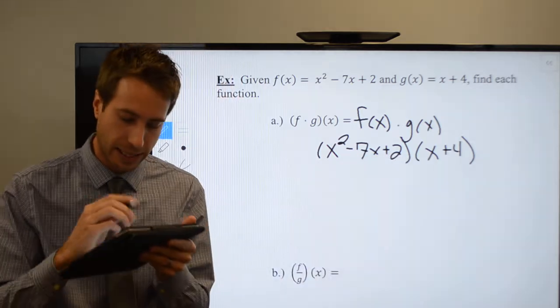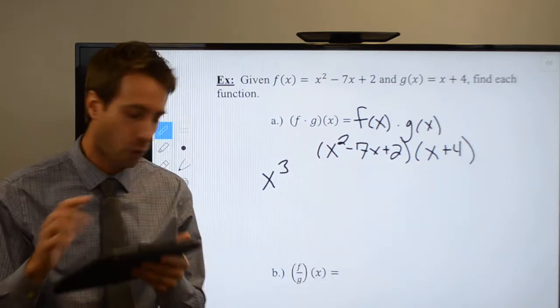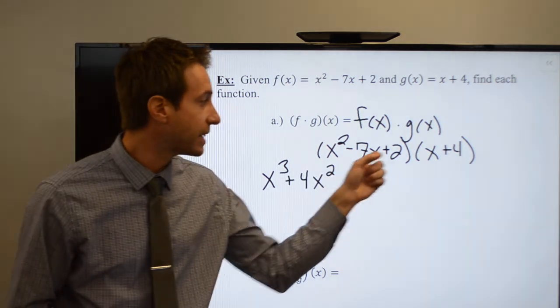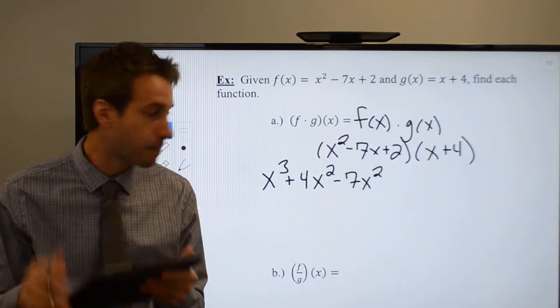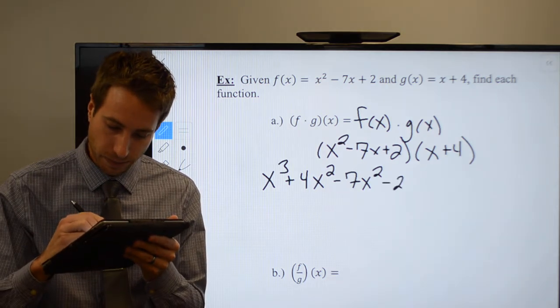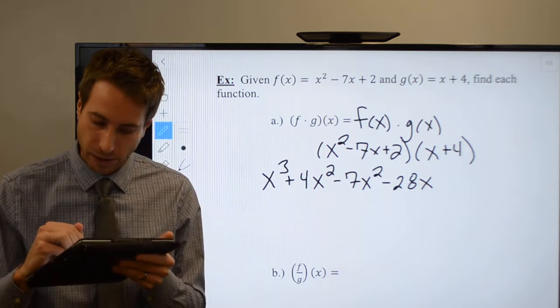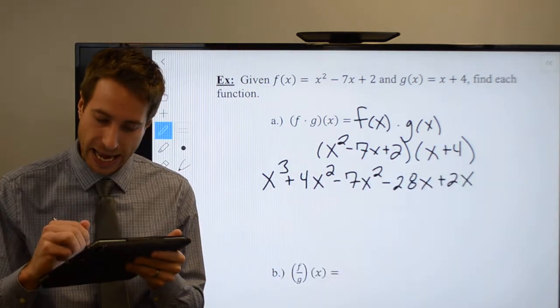x squared times x is going to be an x cubed. x squared times 4 is going to be plus 4x squared. Minus 7x times x is going to be a minus 7x squared. Minus 7x times 4 is going to be a minus 28x. 2 times x is going to be plus 2x. And 2 times 4 is going to be 8.